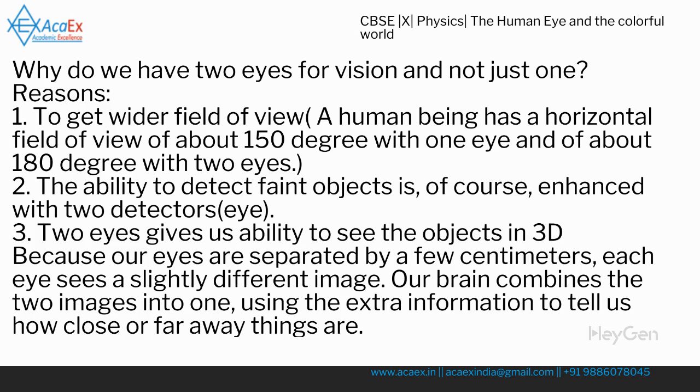Humans have two eyes to achieve a wider field of view, approximately 180 degrees, compared to 150 degrees with one eye. This dual vision enhances our ability to detect faint objects and perceive depth. The slight separation between our eyes allows the brain to merge two images, providing a 3D perspective and depth perception.